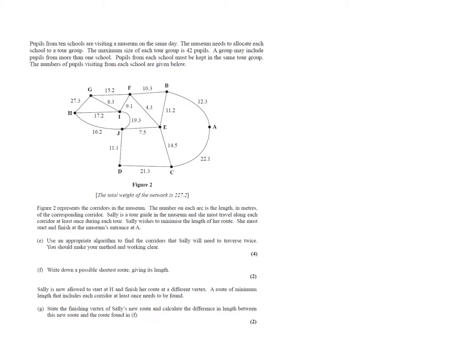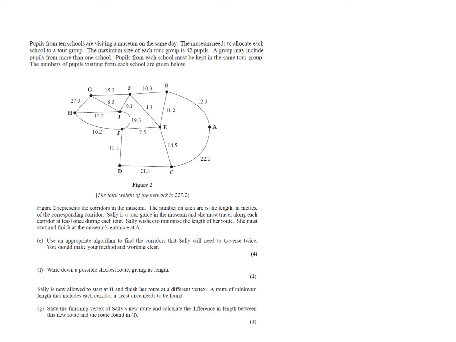So here's another question. Pupils from 10 schools are visiting a museum on the same day. The museum needs to allocate each school a tour group. Maximum size of each group is 42 pupils, and so on. Just pause the video and read it quickly so you know what's happening as well as me, okay? Anyway, there was a different part of the question. We're only looking at part E, F, and G.